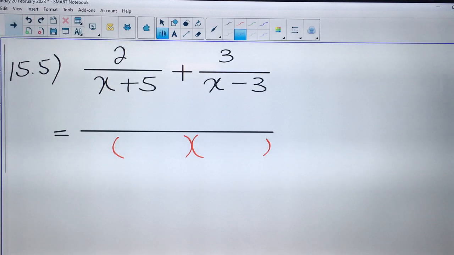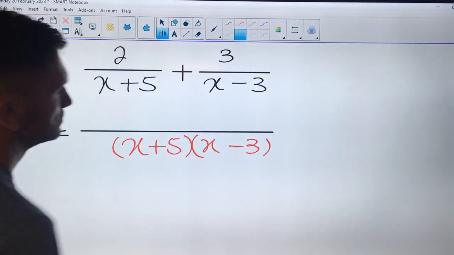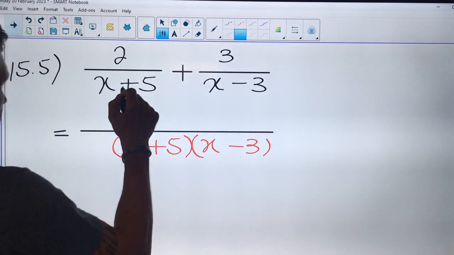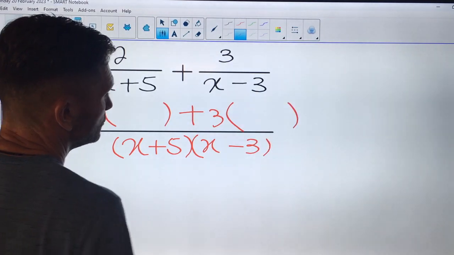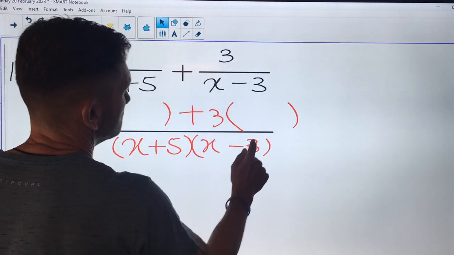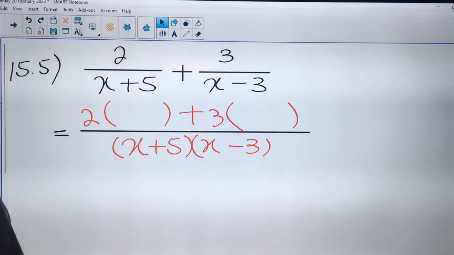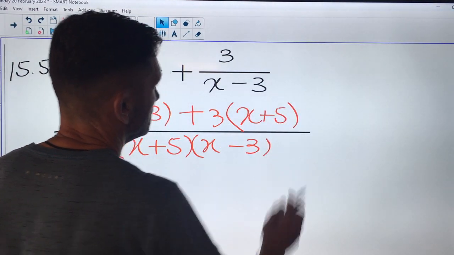So first question that you have to ask yourself, what will be the new denominator? x plus 5 and x minus 3. We have to use both, yes. Now I have to work out what did I do to the first one, what did I do to the second one in order to get that. Then I say 2x minus 3 and 3x plus 5. Yes, so the x minus 3 goes in here, and the x plus 5 goes in there.